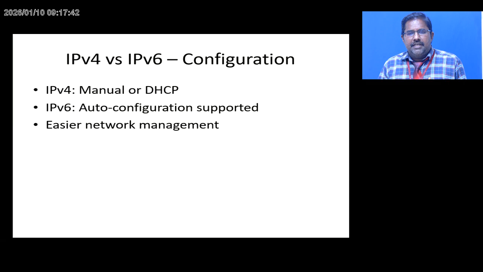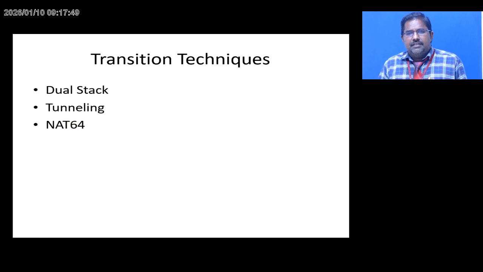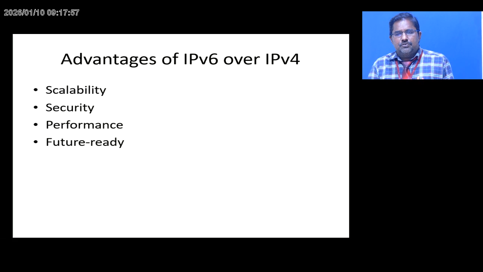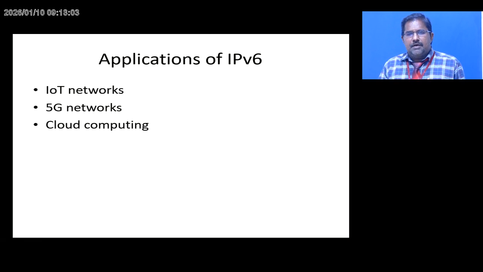IPv4 uses manual configuration or DHCP. IPv6 supports auto configuration, making network management easier. Then the transition techniques: dual stack, tunneling and NAT64. Advantages of IPv6 compared to IPv4: it is very scalable, secure, performance oriented and enables future-ready operations. Applications of IPv6 are in IoT networks, 5G networks and cloud computing.